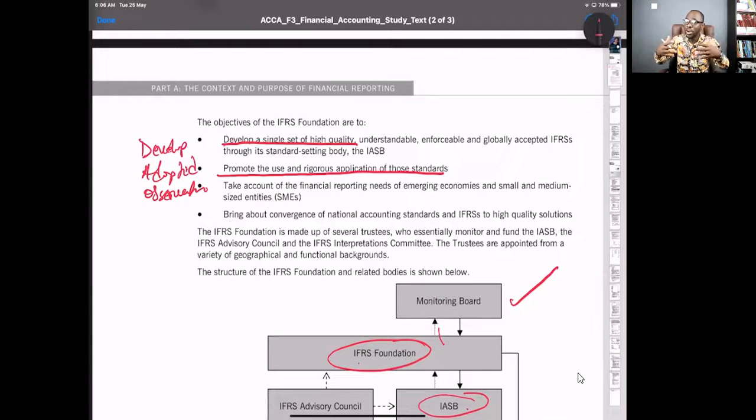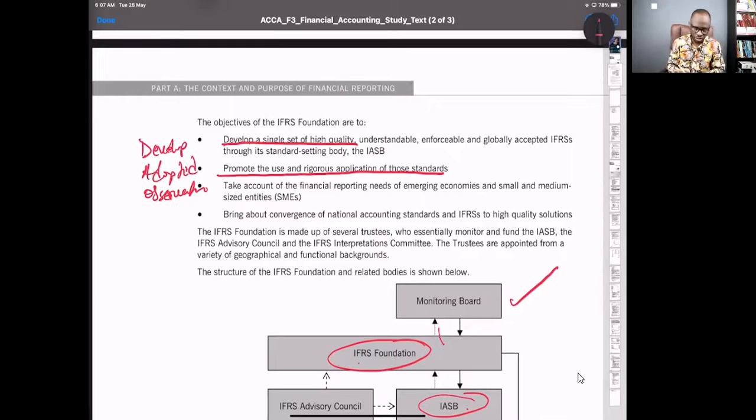And we have IFRSs for SMEs. Okay, so we have IFRSs for SMEs, small and medium scale enterprises. And later on, as you move ahead, you will understand some of these things. And then four, bring about convergence of national accounting standards and IFRS to a high quality solution.